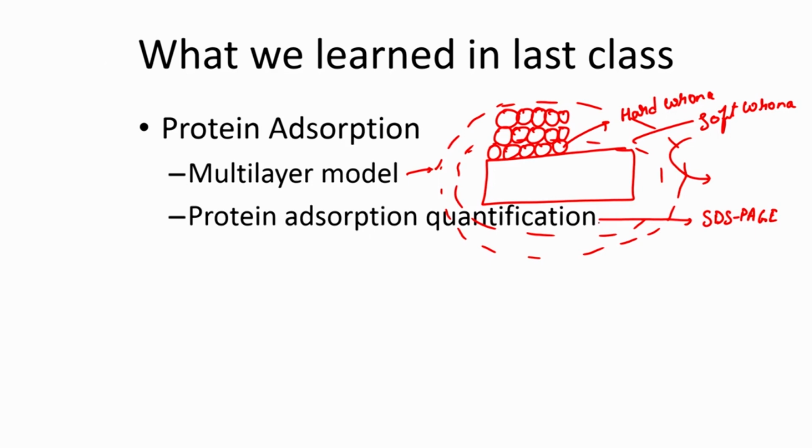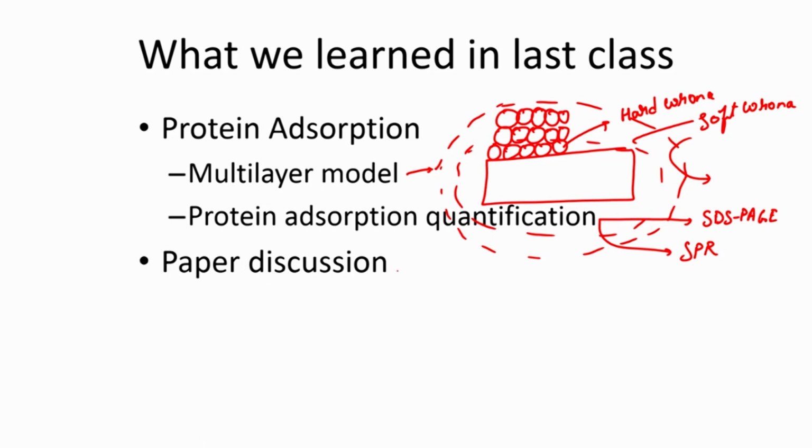Another way to quantify this is to use something called SPR, which is surface plasmon resonance. It depends on the dielectric of a particular surface. As protein adsorbs to it, the dielectric changes, and that is how you can quantify it by running some standards. So these are two of the methods we discussed.